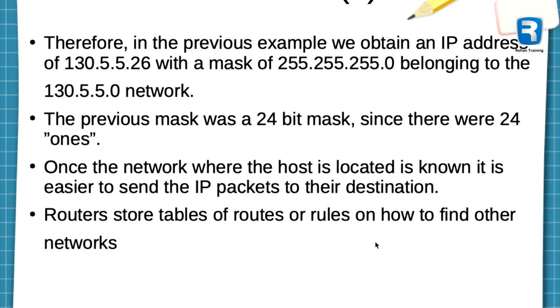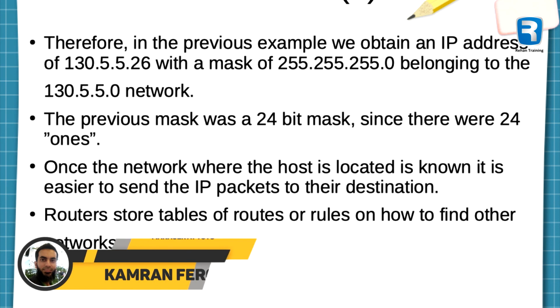Therefore, in the previous example, we obtain an IP address of 130.5.5.26 with a mask of 255.255.255.0 belonging to this IP network. The previous mask was a 24-bit mask, since there were 24 ones. Once the network where the host is located is known, it is easier to send the IP packets to their destination. Routers store tables of routes or rules on how to find other networks.